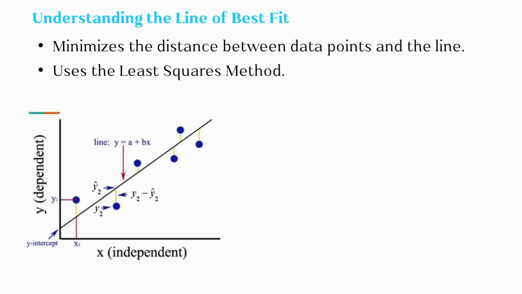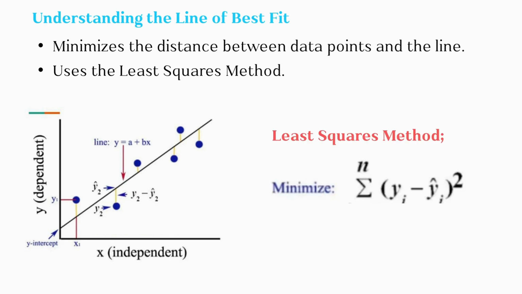The line of best fit is crucial in linear regression. It's the line that best represents the data points in our plot. We find this line by minimizing the distance between each data point and the line. This method is called the least squares method, which aims to reduce the total squared distance of all data points from the line, thereby providing the best possible fit.